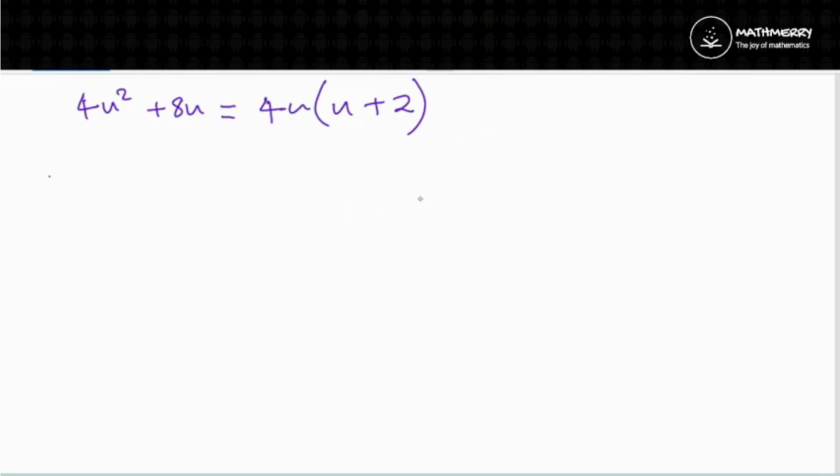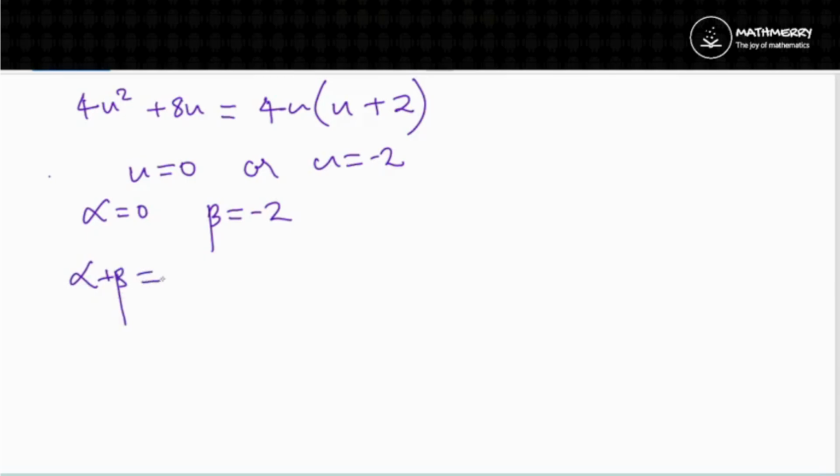So either 4u is equal to 0 or u plus 2 is equal to 0. So either u is equal to 0 or u is equal to minus 2. So these are the two values. So alpha is equal to 0 and beta is equal to minus 2. So alpha plus beta, or the sum of the zeros, is equal to 0 plus minus 2, which is equal to minus 2 itself.